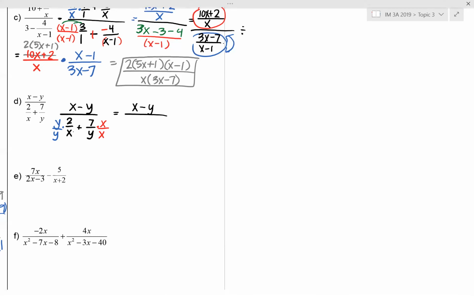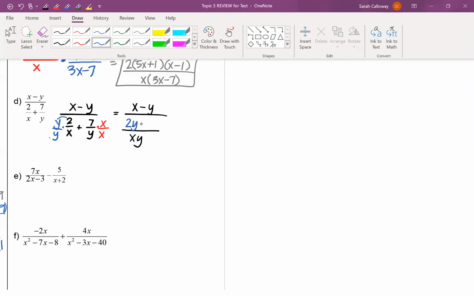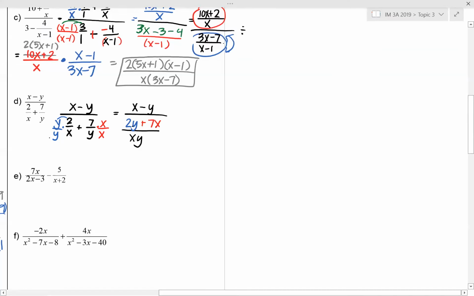This new fraction in our denominator we're going to be able to combine because they both have a denominator of x times y. So if I combine, I get 2y plus 7x, and that's going to give me a single fraction in the denominator. So remember that I'm thinking about this as being division. So I'm taking and dividing x minus y by 2y plus 7x over xy.